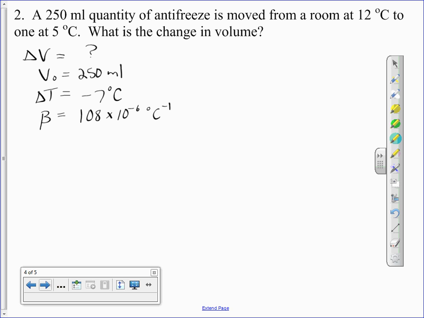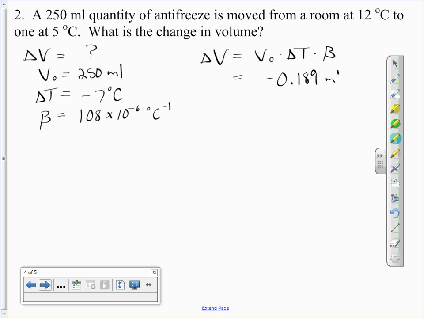So again, this is more calculator practice than anything. So the original volume multiplied by the change in temperature multiplied by the coefficient. And the order of those doesn't matter with multiplication. So I'll write them down in one order this time and another order the next time, and I really don't care which you write it in. So let's multiply it with our calculators. 250 times minus 7 times 108 to the power of minus 6, and I get an answer of 0.189, and it's negative.